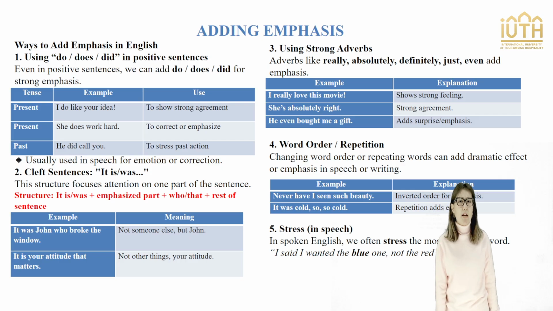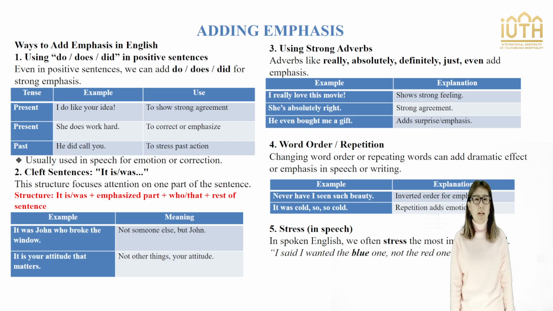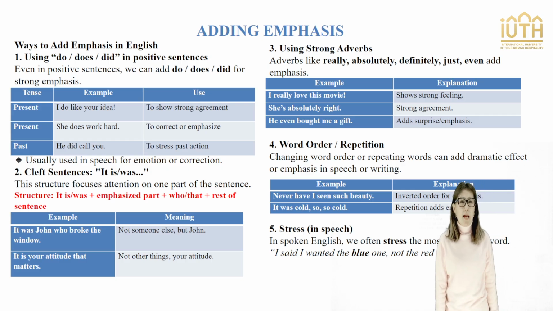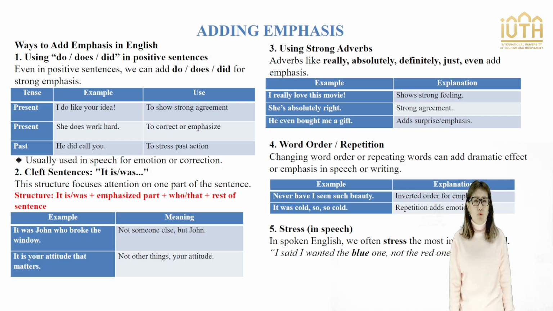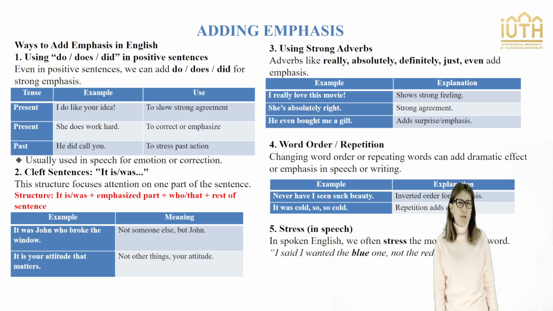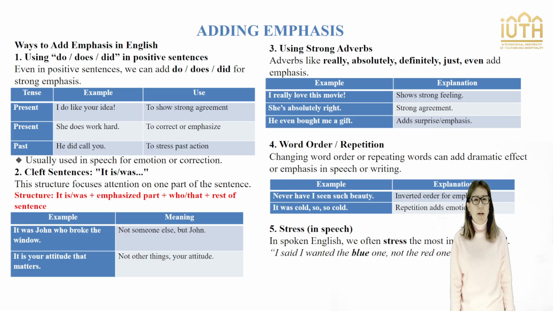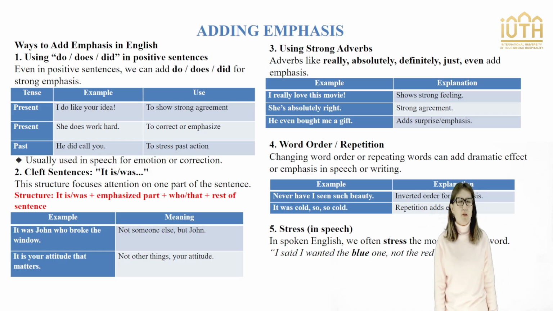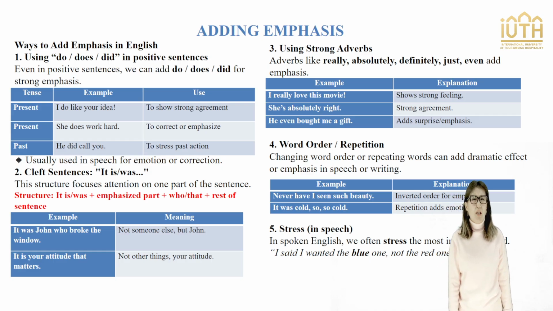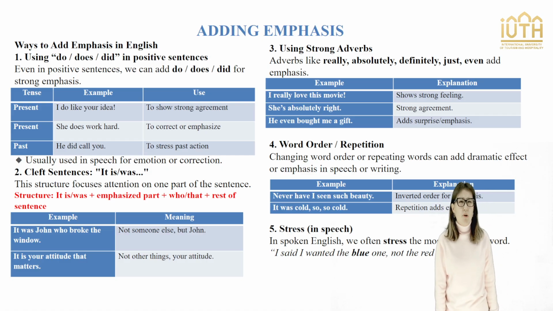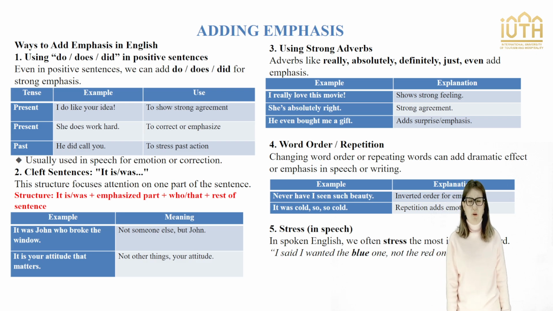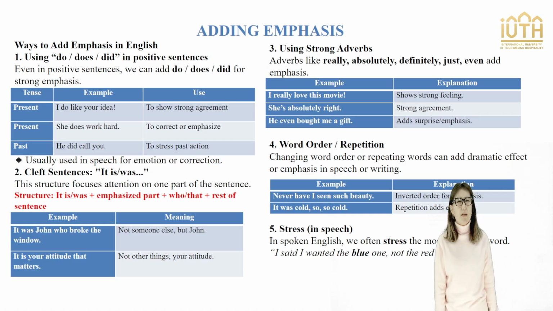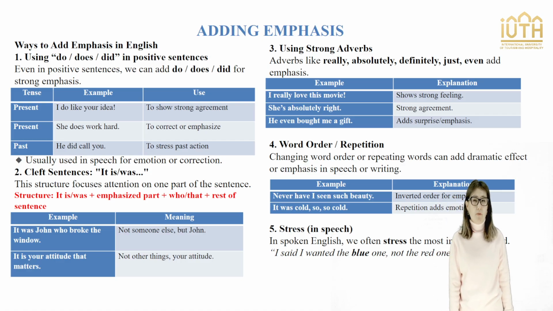First, using do, does, did in positive sentences. Even in positive sentences, we can add do, does, did for strong emphasis. Present example: I do like your idea, to show strong agreement. Present: she does work hard, to correct or emphasize. Past: I did call you, to stress past actions, usually used in speech for emotions or corrections.